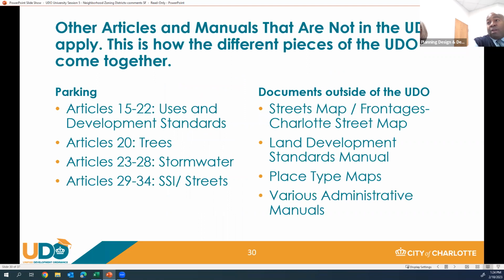Again, this slide was mentioned earlier, and there are some related ones that you need to look at. Obviously, your uses, Article 15 through 22, trees, stormwater, streets, and then again, the documents outside, which would be the streets map, land development standards manual, your place type map, and your various administrative manuals that will govern how we do some of the bonus structure and how those processes will be handled by the city going forward with the UDO.